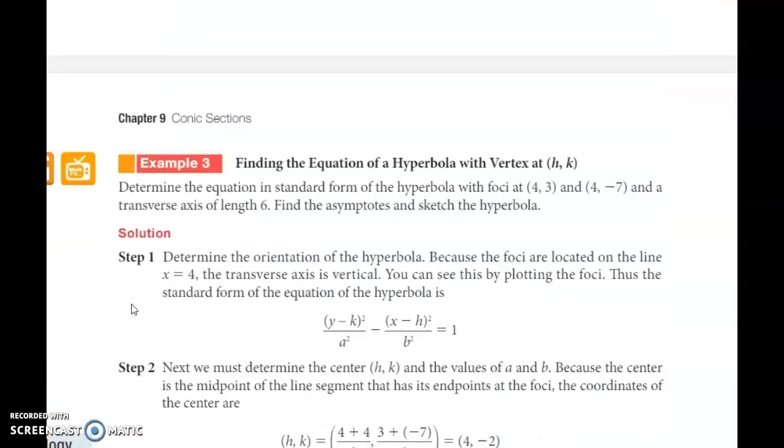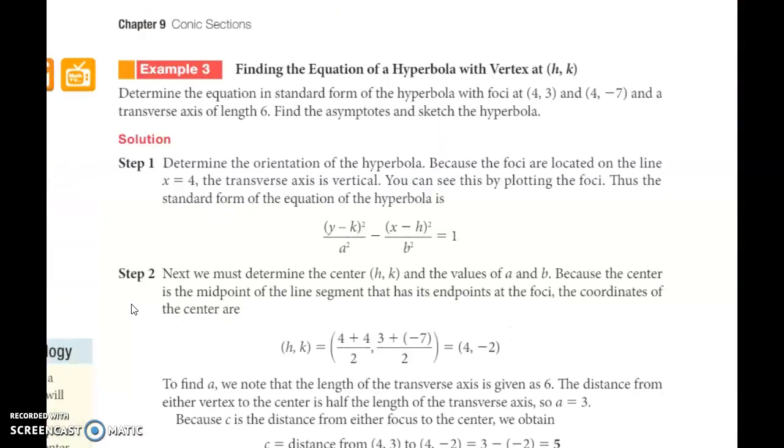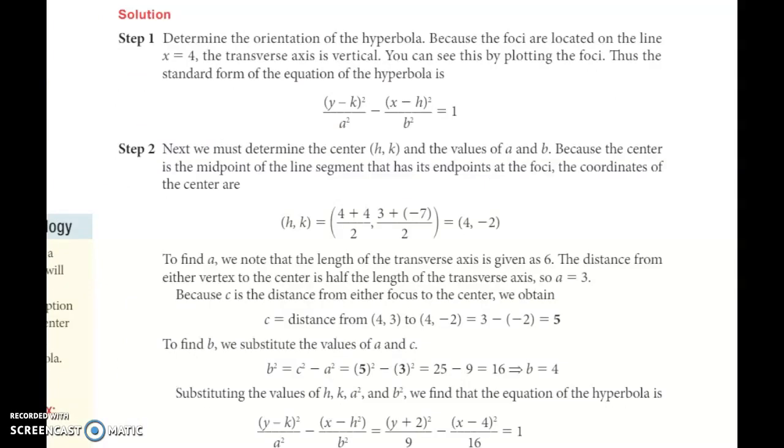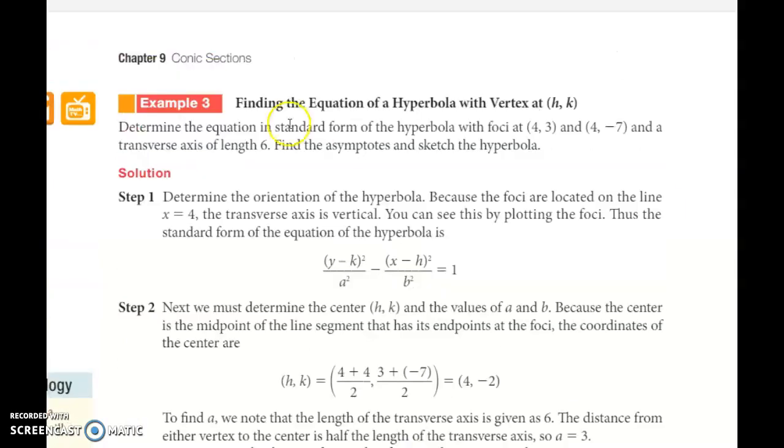All right, let's see. Find the equation of a hyperbola with a vertex. So here they're going through the motions. They're starting out with the foci 4, 3 and 4, negative 7, and a transverse axis of length 6.